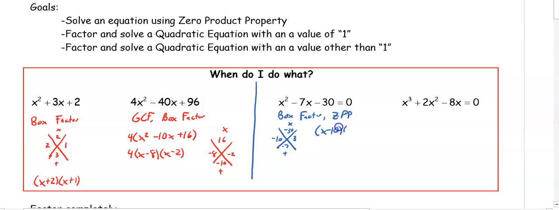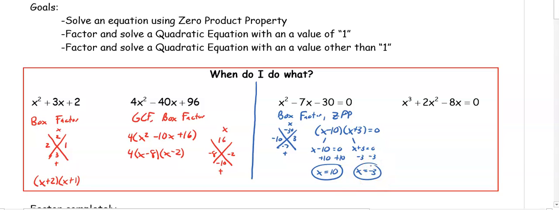We have x minus 10 times x plus 3 equals 0. Then each part gets set equal to 0, so x minus 10 equals 0 and x plus 3 equals 0. So when we solve, in the first one we would add 10 to both sides, so x equals 10. In the second one we would subtract 3 from both sides, so x equals negative 3.